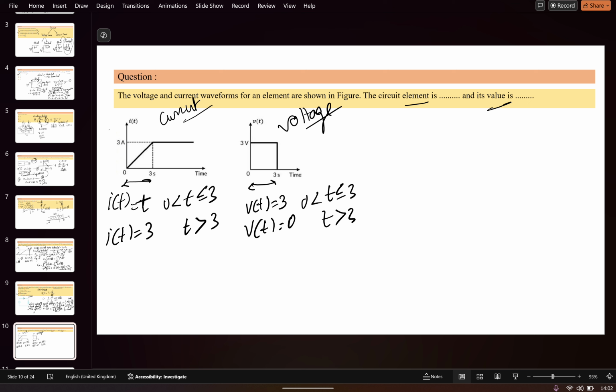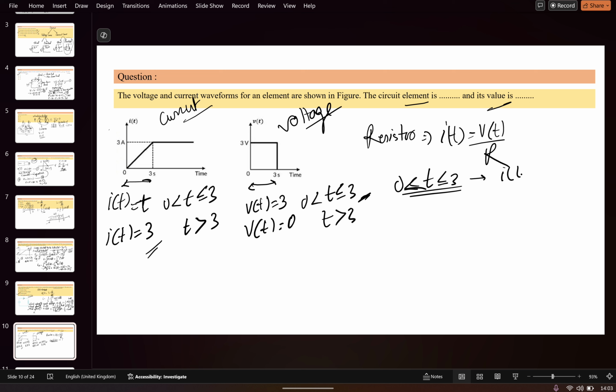Okay, so let's assume that it is a resistor. For a resistor, I(t) is equal to V(t) by R. Getting my point? But in these two equations, between t equal to 0 to 3, it is nowhere coming I(t) equal to V(t) by R. It is not equal to V(t) by R. So this is not a resistor.